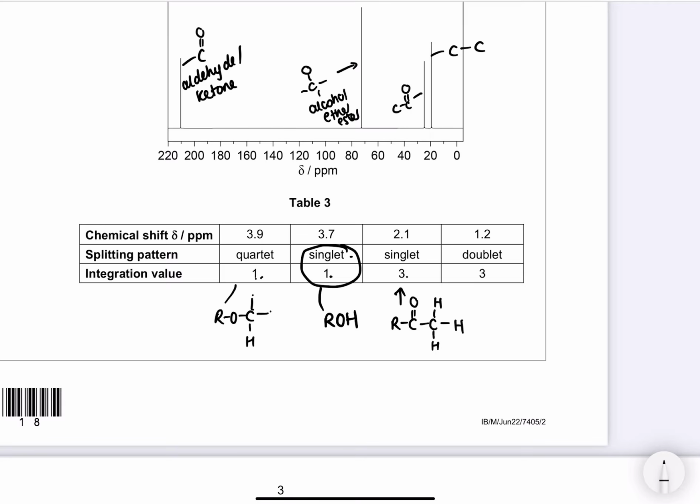And then we've got 1.2, which is just like the RCH3, area integration 3 hydrogens, but it's a doublet. So what we know is that this R group, I'm just going to rub it out, is actually next to, this CH3 is next to a C with 1H.